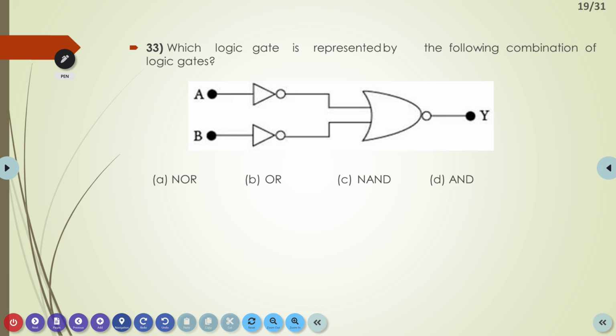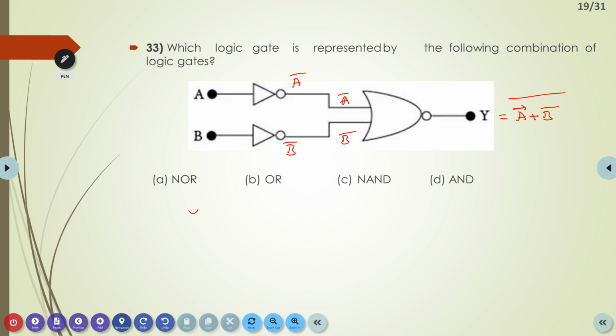Which logic gate is represented by the following combination of the logic gates? This is a NOT gate, and what you are getting here is A bar. This is B bar. It is a NOR gate. Y equal to (A bar plus B bar) whole bar, because here the inputs are A bar and B bar.